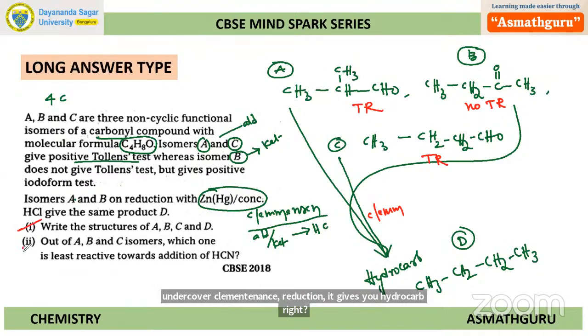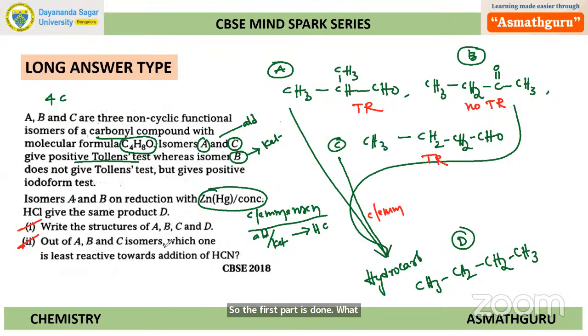What is the second part? A, B, C are isomers. Which one is least reactive towards HCN? B. Very good. Why? Ketone, sir. Because aldehydes are more reactive than ketones. So B is the answer. Got it? Yes, sir.